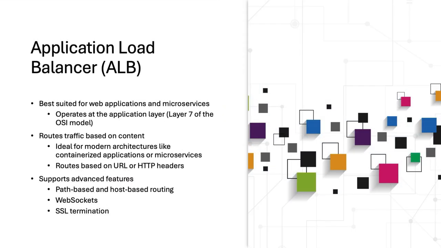The Application Load Balancer, or ALB, is best suited for web applications and microservices. It operates at layer 7 of the OSI model, routing traffic based on content like URLs or HTTP headers. ALB supports advanced features such as path-based and host-based routing, WebSockets, and SSL termination.